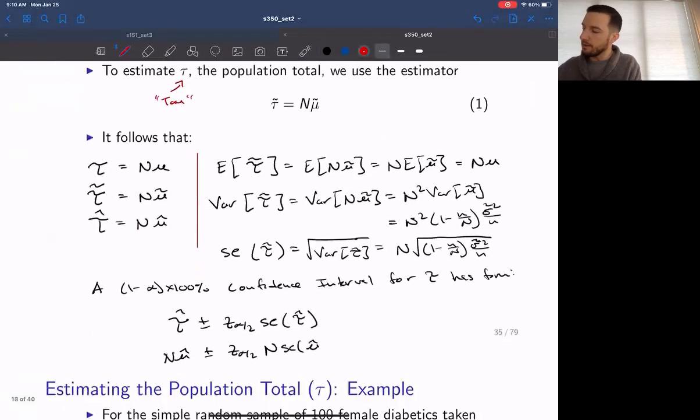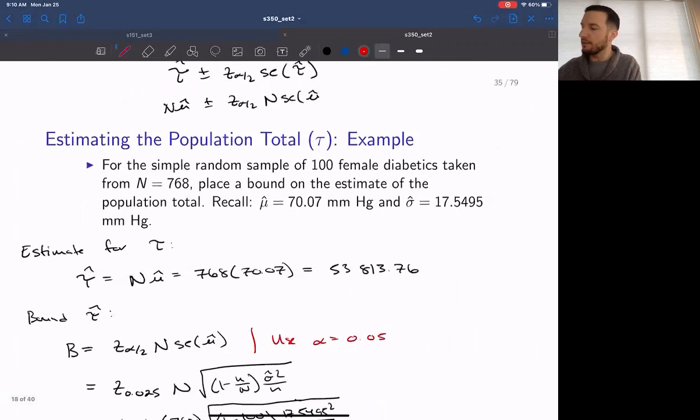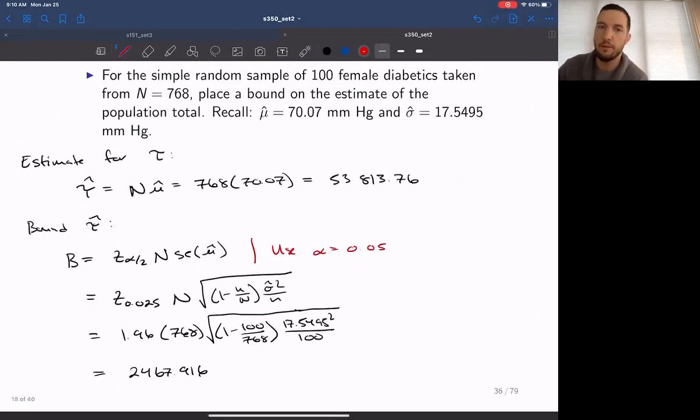Okay. The second example we looked at was an estimation of tau. In this case, we found an estimate for tau, which is given on slide 36, and then we constructed the bound. You'll notice that the bound here is the margin of error for the confidence interval. So if we wanted to build the confidence interval here, we would simply add and subtract the bound to tau hat. So a very straightforward application, and a direct extension of what we saw when we considered an estimate for mu. The big difference here is that we are multiplying the bound and our estimate by capital N, as the estimate for tau hat is capital N multiplied by mu hat.